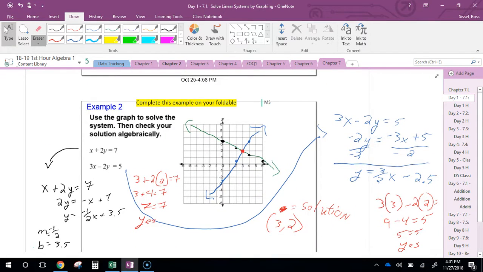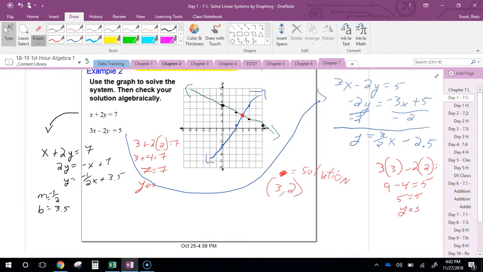When we graph, I got a lot of work. This is the one thing, don't get lazy on your schoolwork. Do all the steps, show all your work. So I had the equation x plus 2y equals 7.